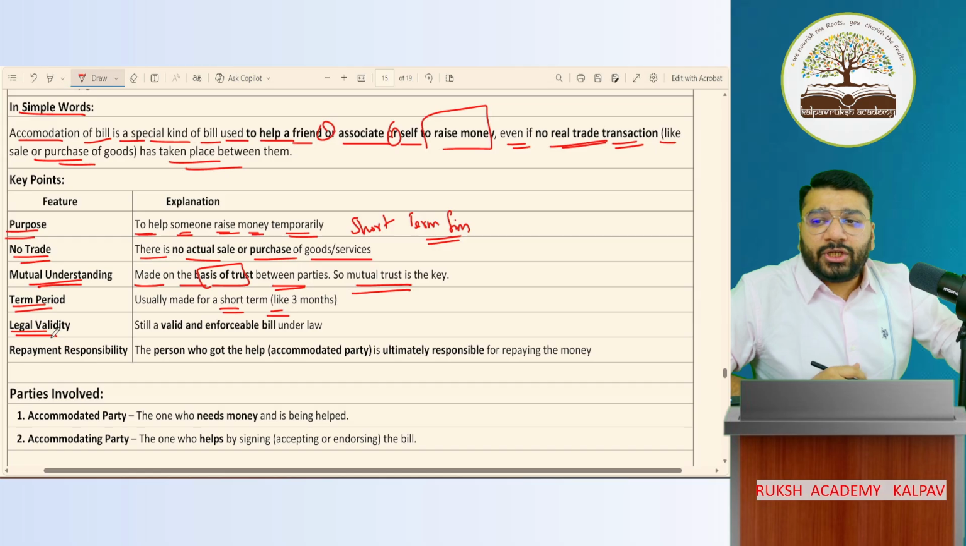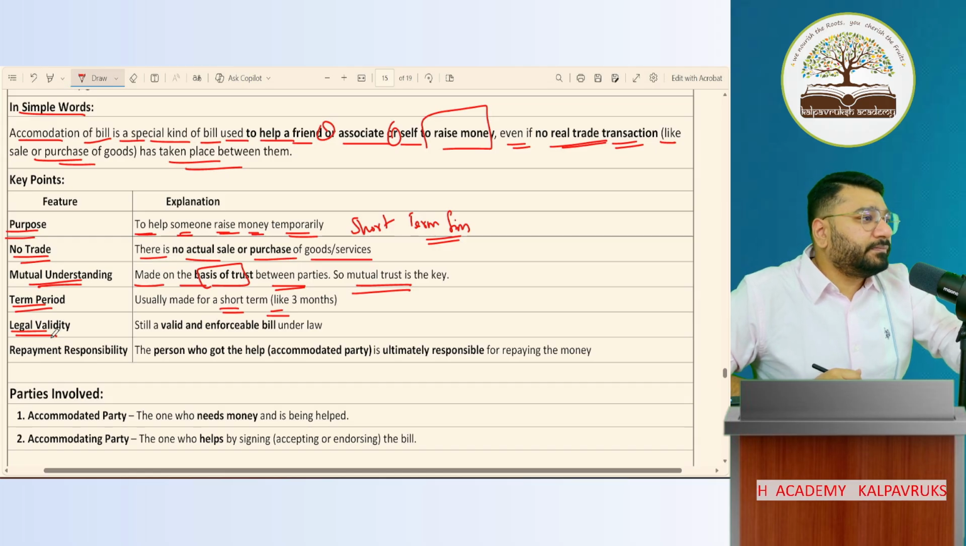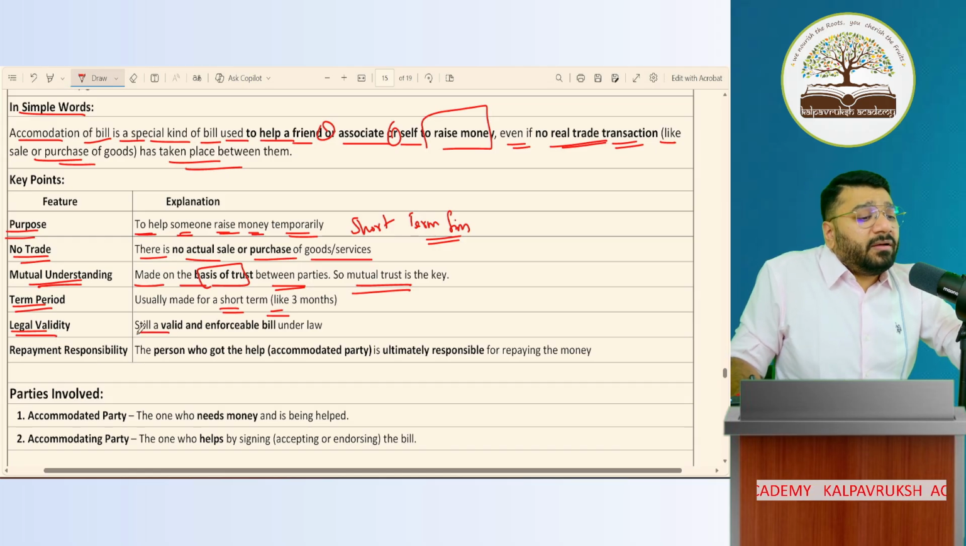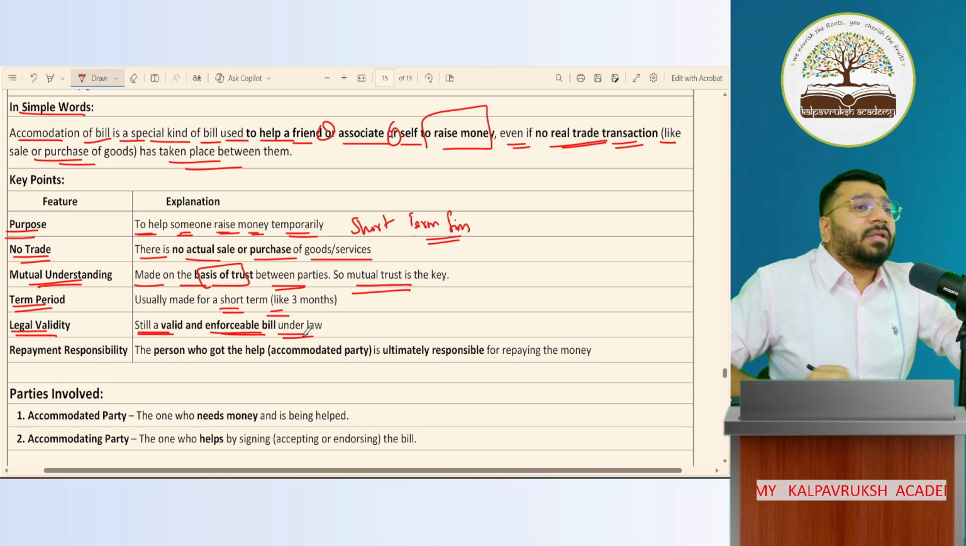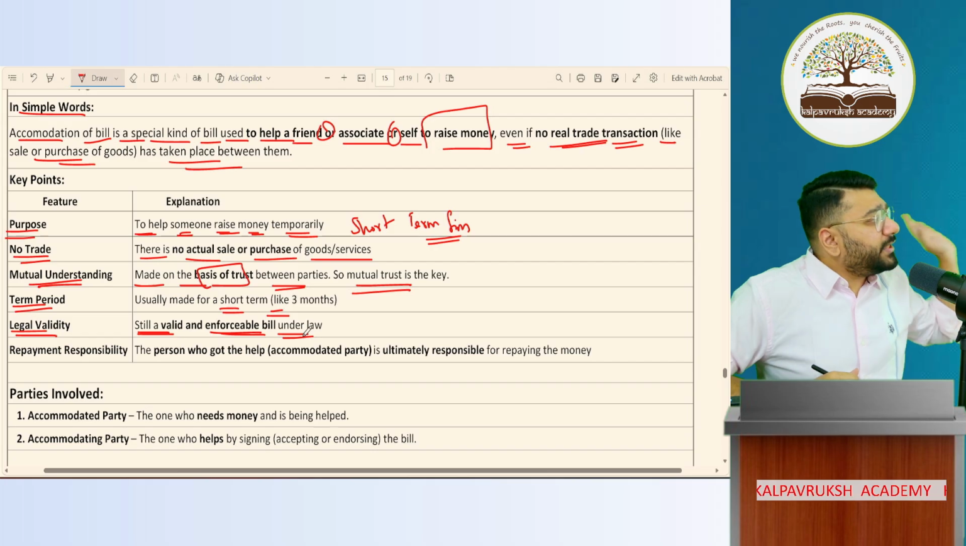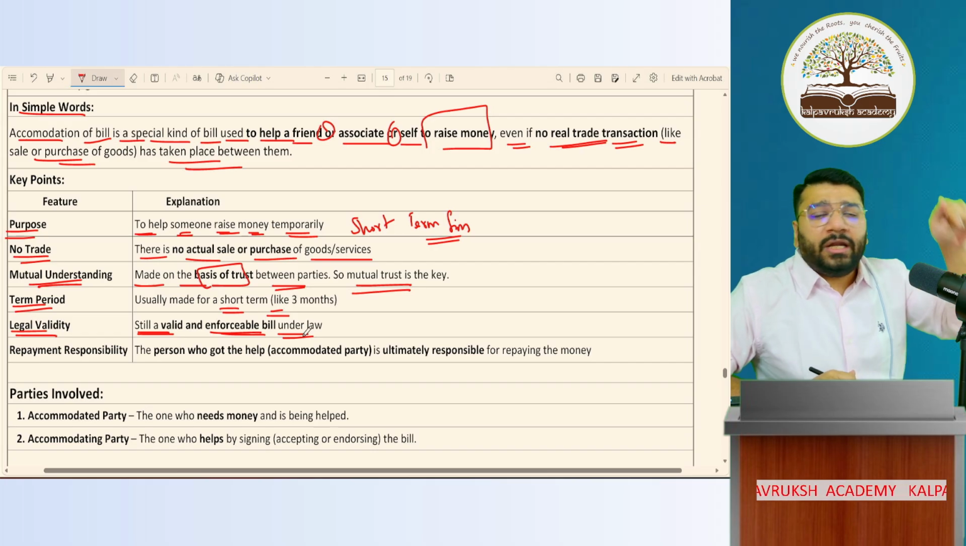Sir, is this transaction legally valid in India? The answer is yes. It is a valid and enforceable concept under the law. Please tell me, in this entire concept, what according to you is illegal?